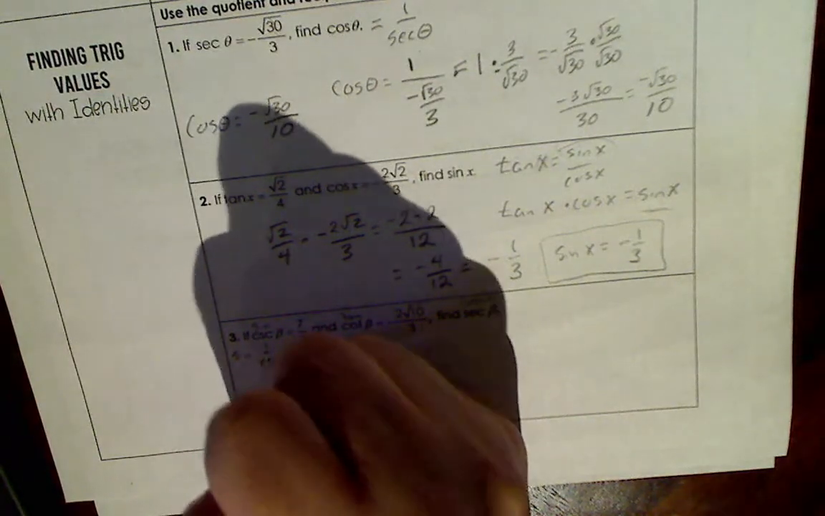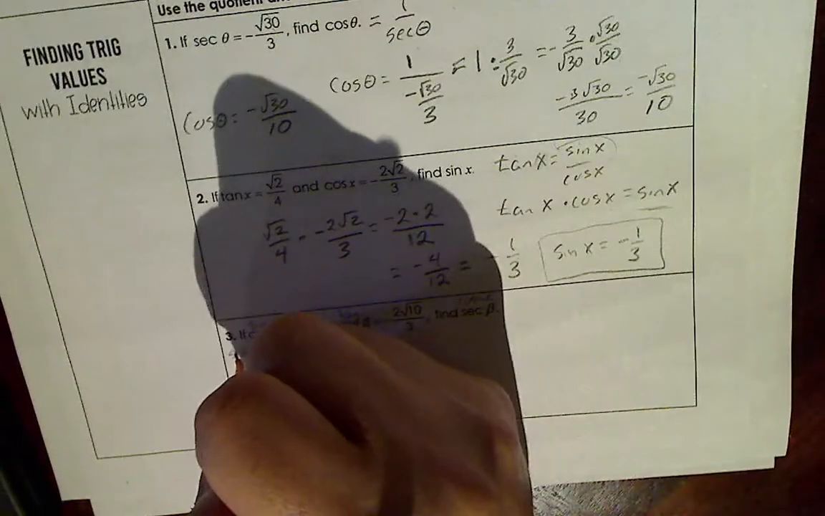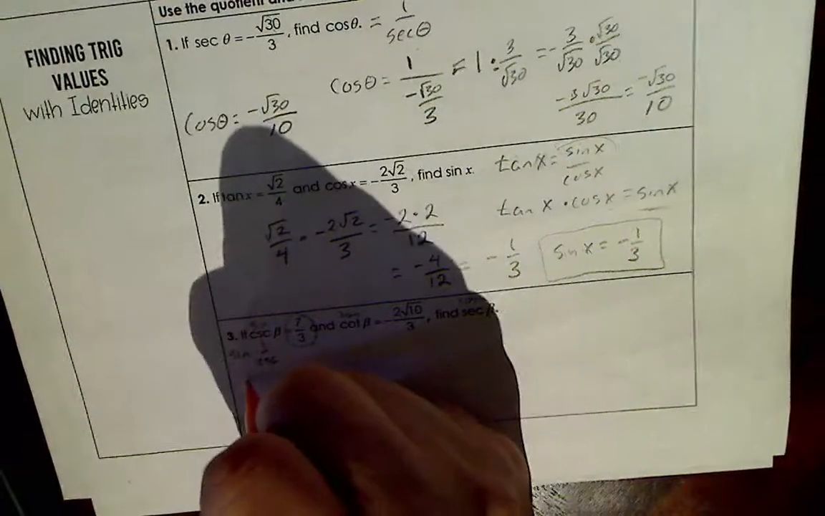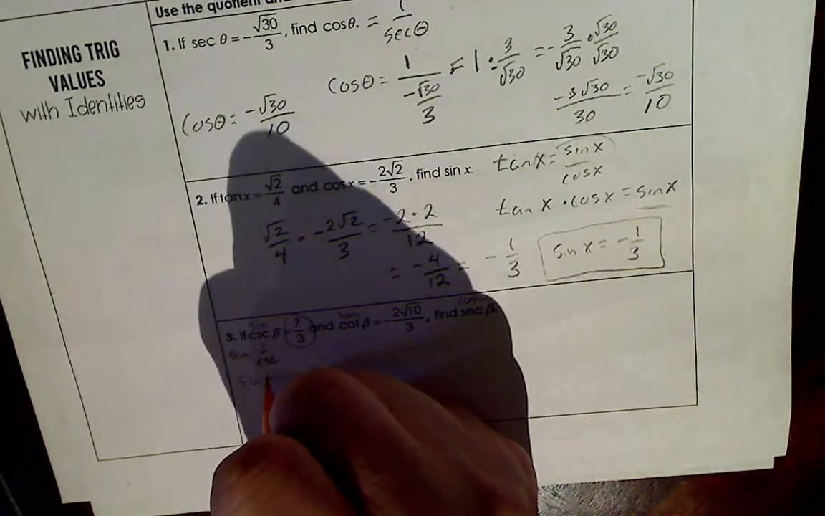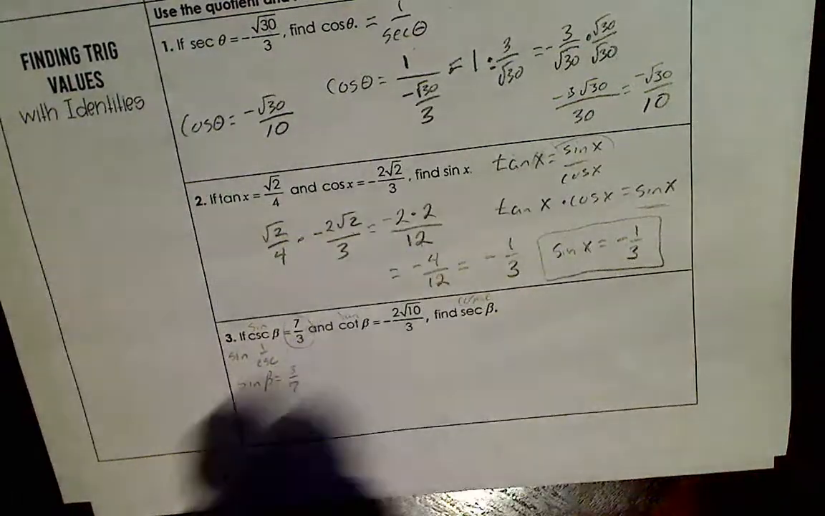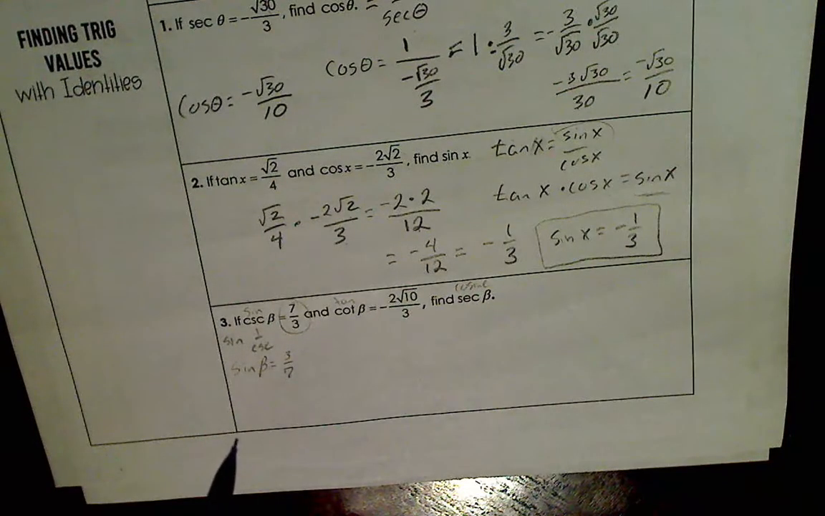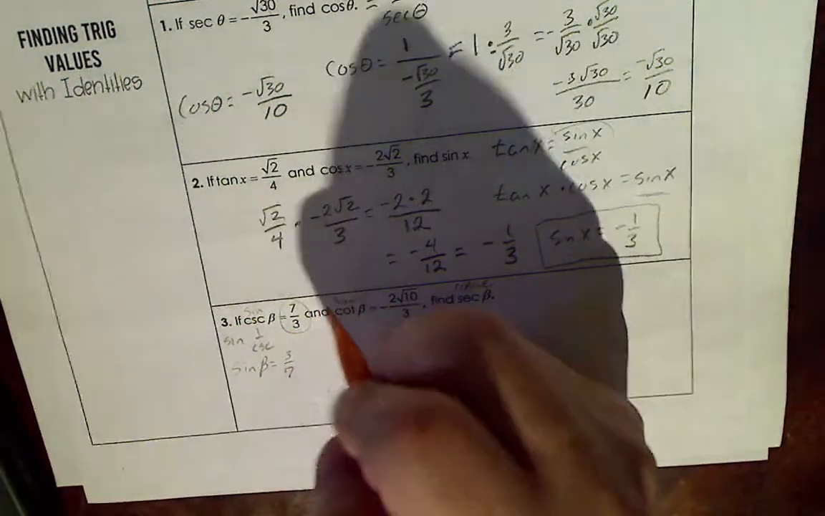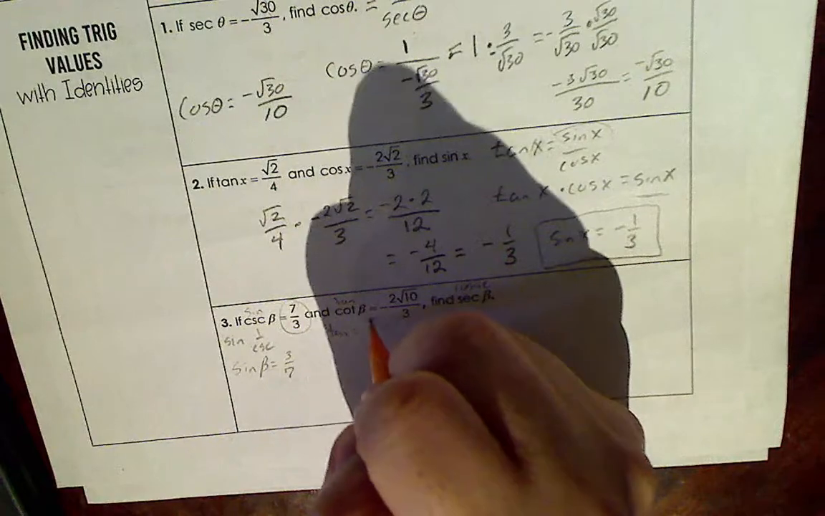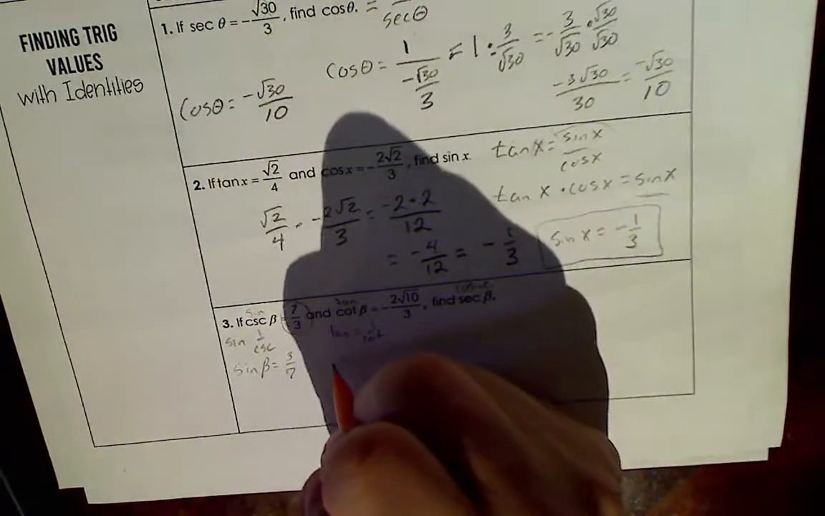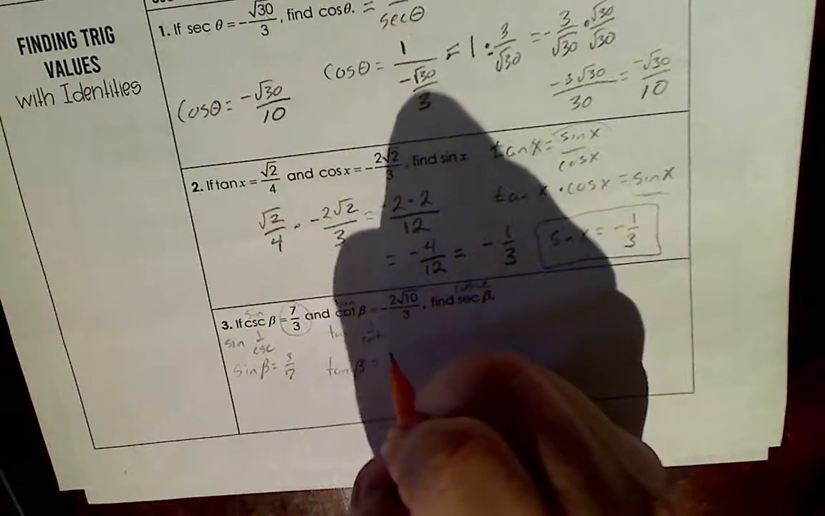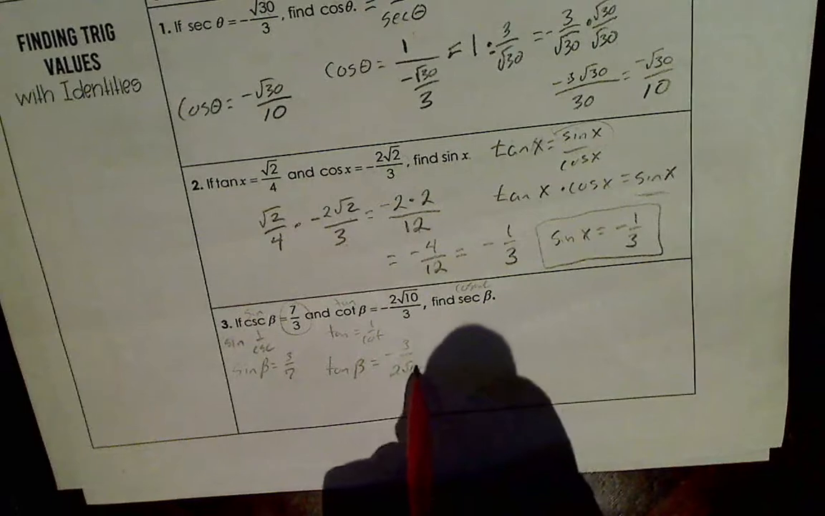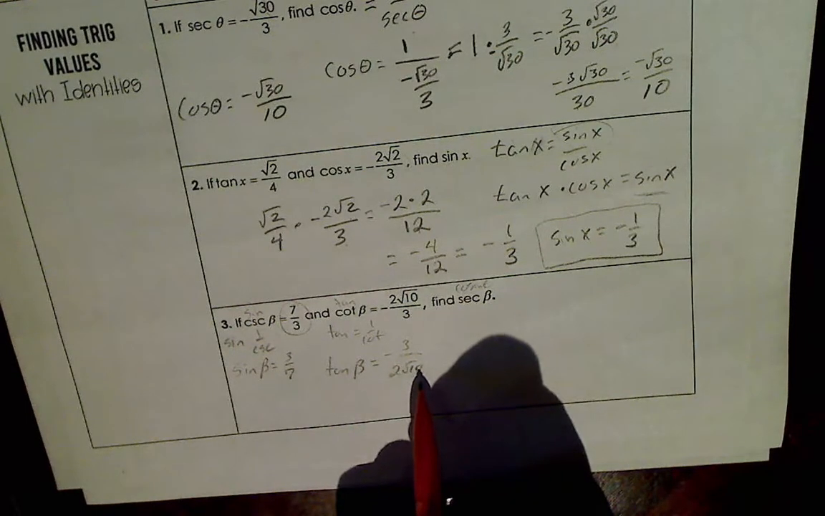Sine is 1 over cosecant. Sorry. Which means that if I take the reciprocal of 7/3, then sine will be equal to 3 over 7, because that's the reciprocal of cosecant. I know tangent and cotangent are reciprocals of each other. Again, tan is equal to 1 over cotangent. So then the tangent is equal to the reciprocal, which would be negative 3 over 2 root 10. Now, I'm not going to rationalize this denominator yet because I'm not quite done with what I want.